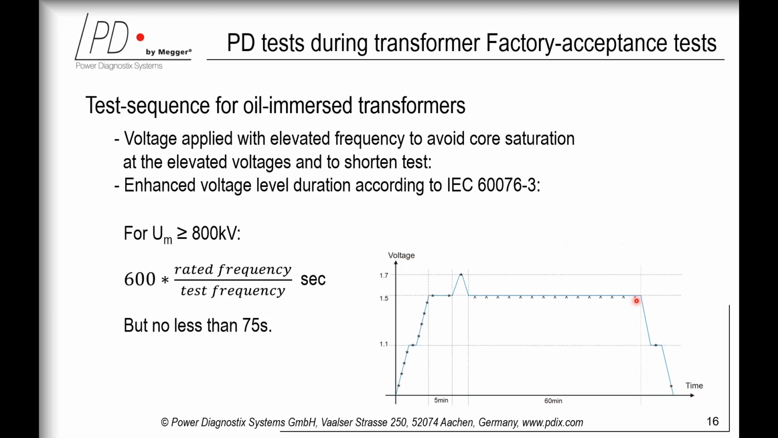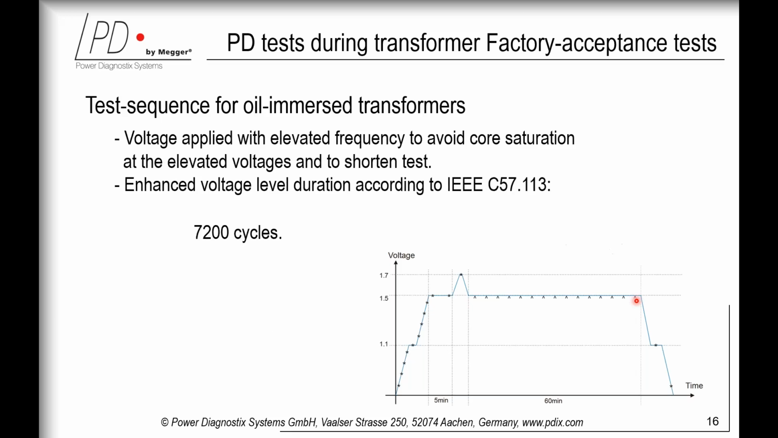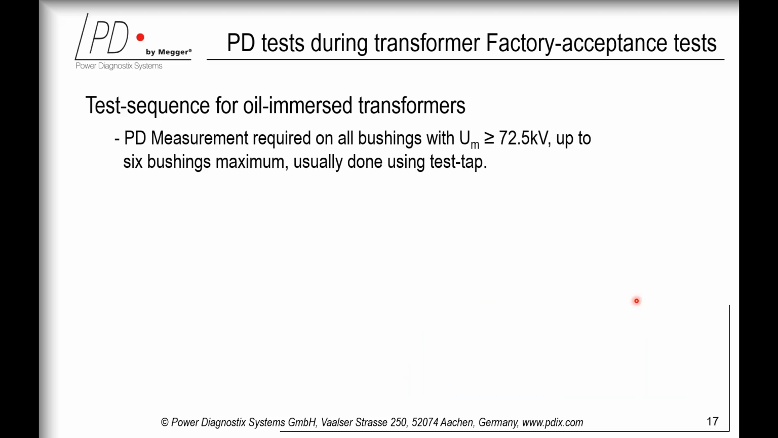The third option for this duration is according to the IEEE C57.113, simply 7,200 cycles, independent of the frequency. So the IEC 60076-3 requires PD measurements on all bushings above 72.5 kV, up to 6 bushings maximum, usually done by using the test tap.